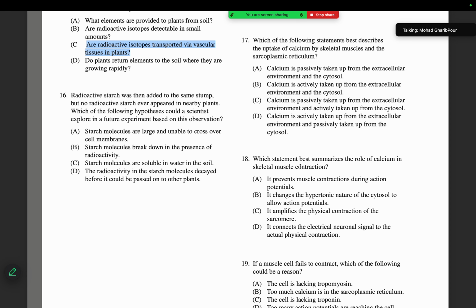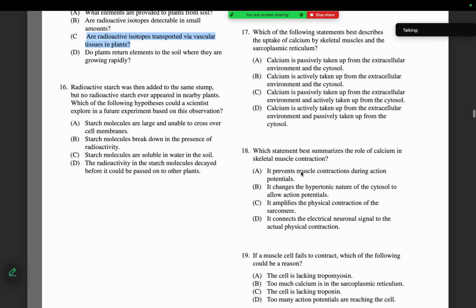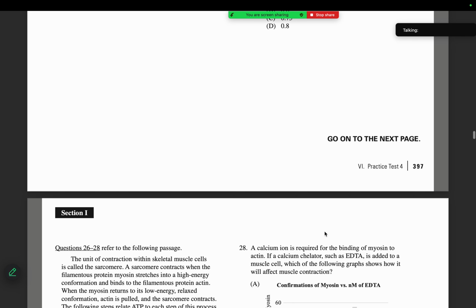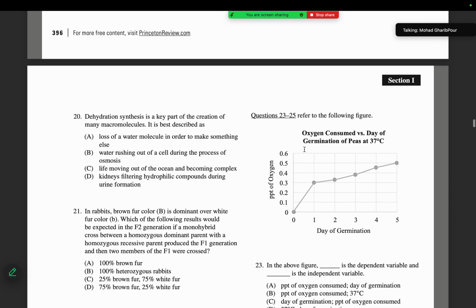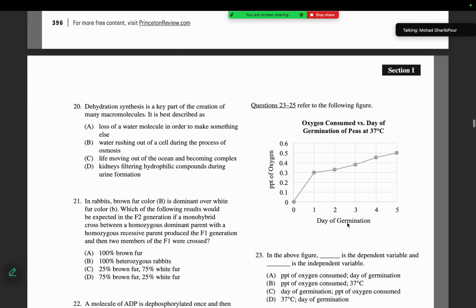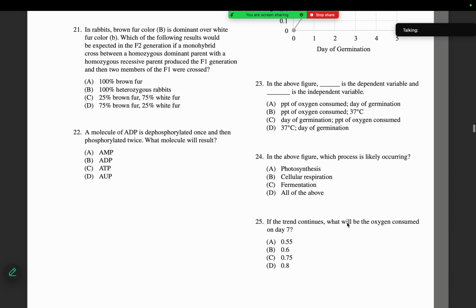Okay, 18. Which statement best summarizes the role of calcium in skeletal muscle contraction? You guys don't need to know this. So just skip it. 25. It's based on this. So oxygen consumed versus day of germination of peas. If the trend continues, what will be the oxygen consumed on day 7?